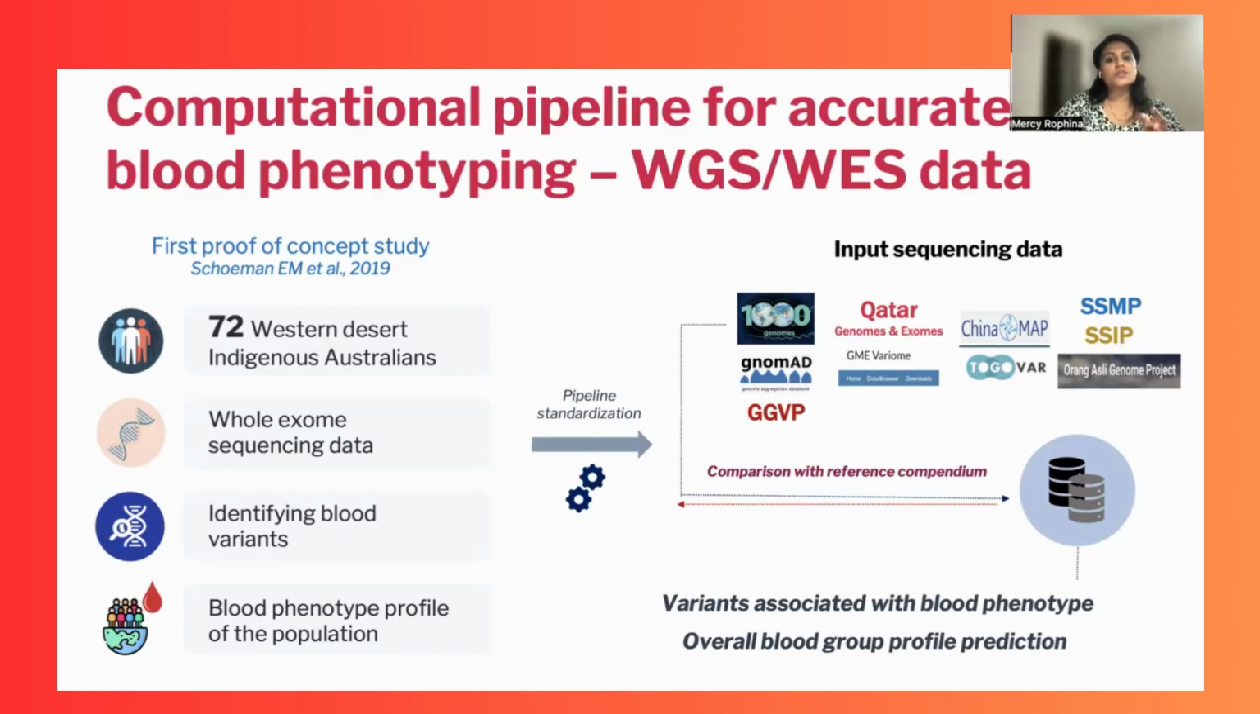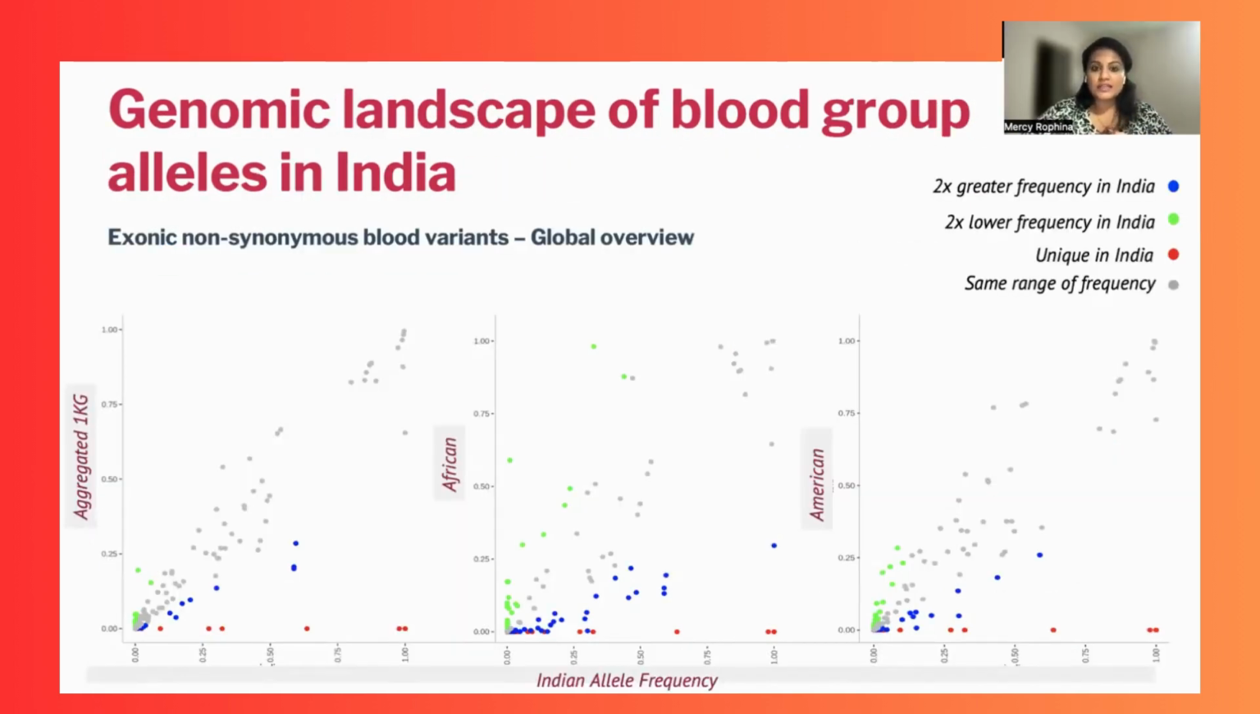So this is the exercise which is precisely done when we extrapolate this computational pipeline to a population. A quick illustration to explain the concept is to have a look at this particular scatter plot. It shows the frequency distribution of blood group variants seen in India, compared with other global populations. These global populations have been taken from the 1000 Genomes Project. This includes the African, American, European, East Asian and South Asian populations.